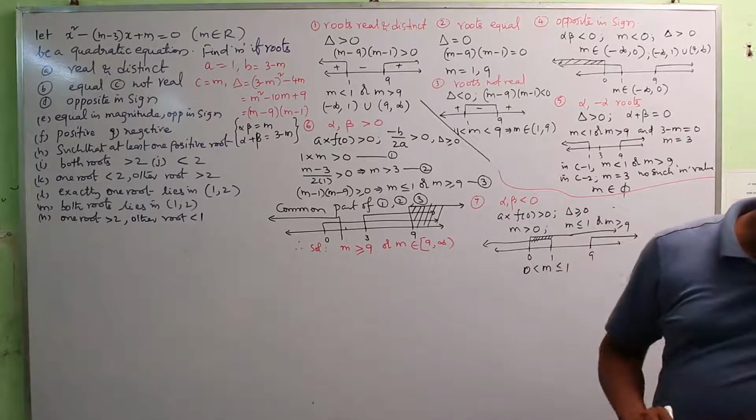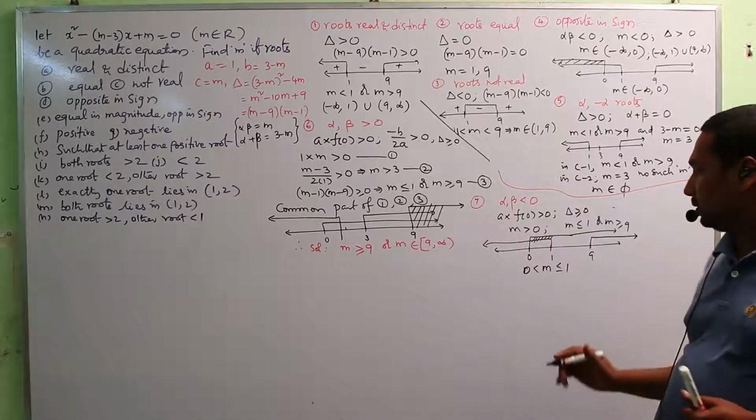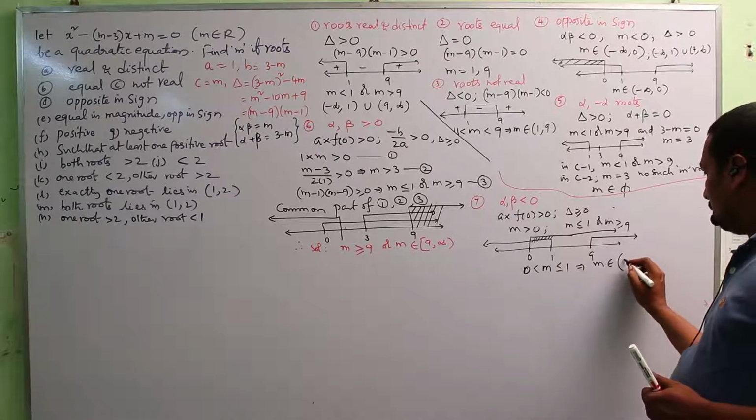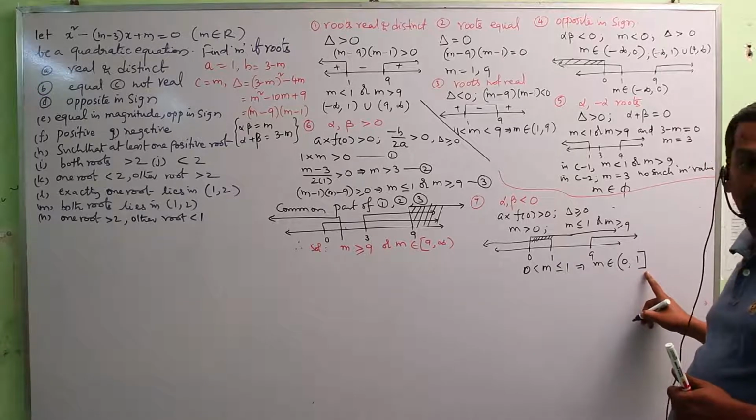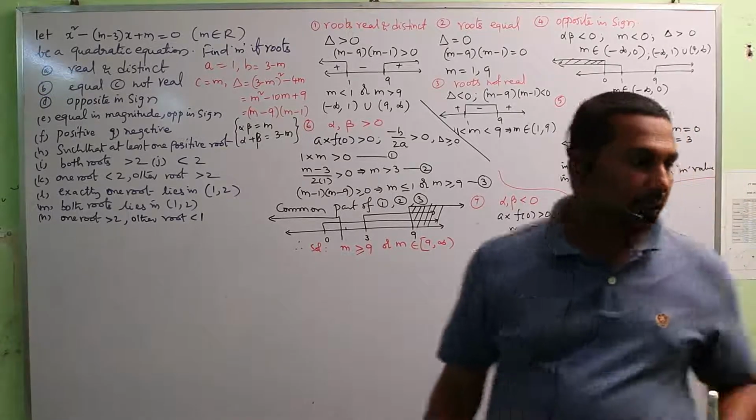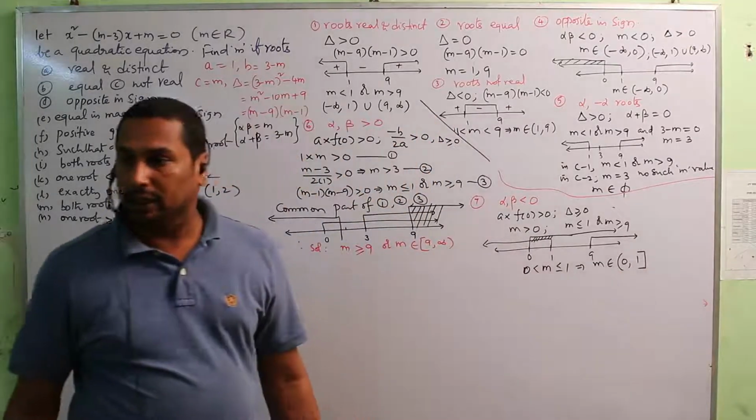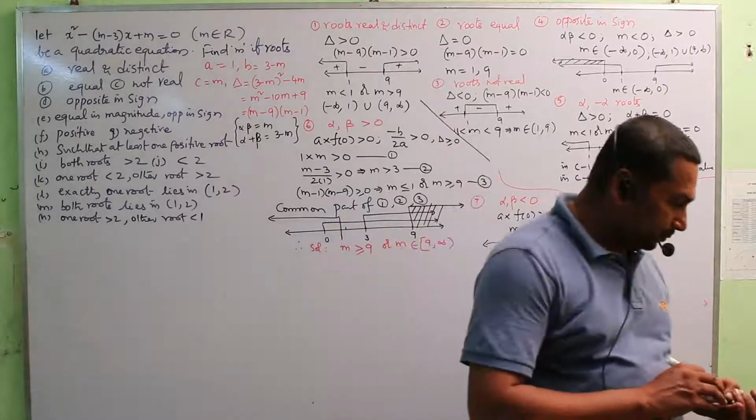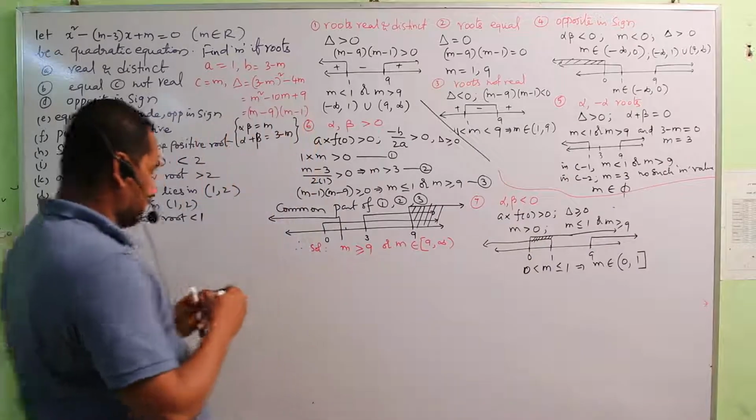Including 1, excluding 0. So, that implies m belongs to open 0, closed 1. Closed bracket means including. Open bracket means excluding. So, the solution is 0 to 1. Now come to the next question, the 8th one.